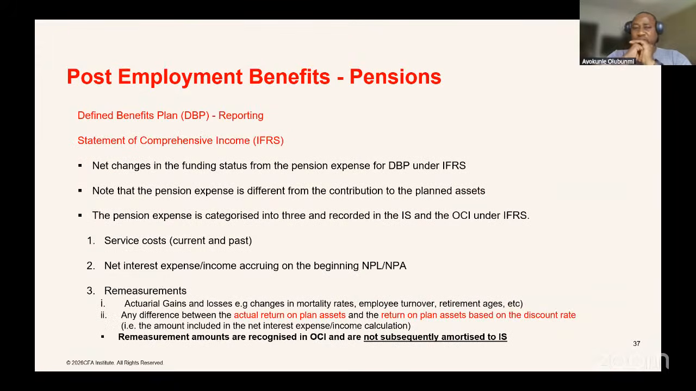Now, let's talk about the income statement. The first question is, what do we record in the income statement in terms of pension? What we record in the income statement is the movement in the net funding status. Don't forget, the funding status is the difference between your present value of pension obligation and the fair value of the pension assets. So that net funding status, the movement during the year, is what goes into the income statement. Now, the classification of that movement under IFRS is a bit different from US GAAP.